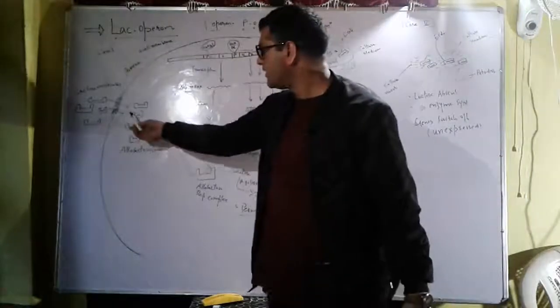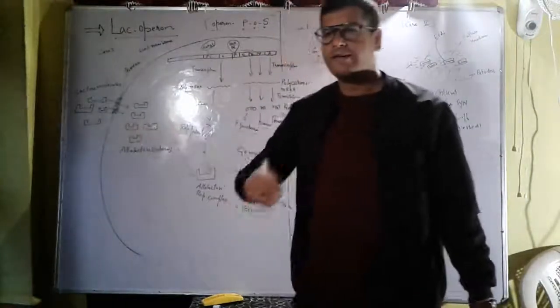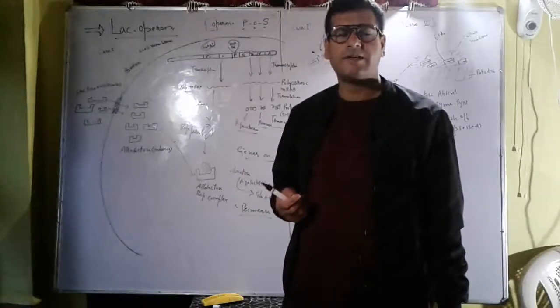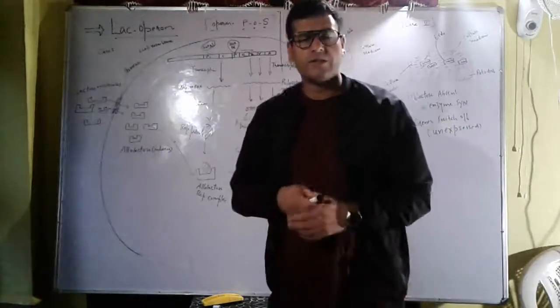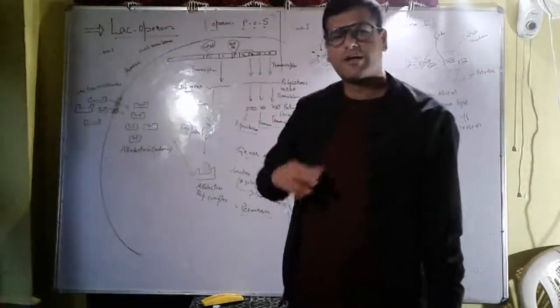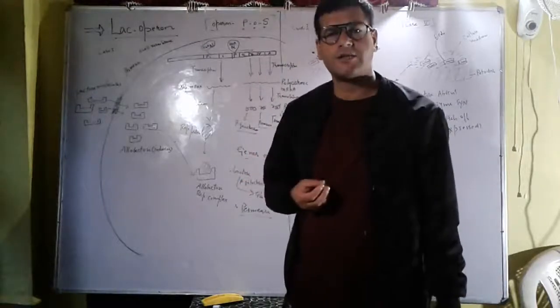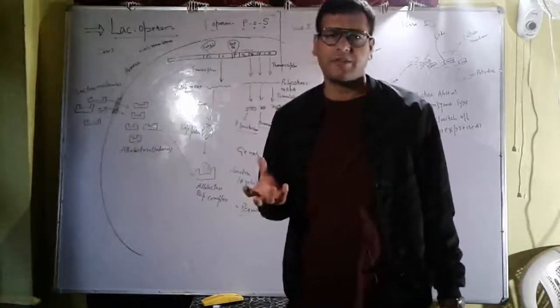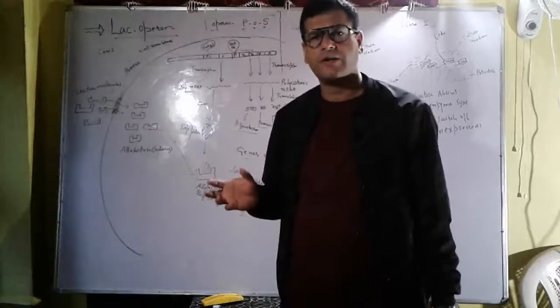This lactose enters into the E. coli, and then this lactose undergoes conformational change. It gets converted into allolactose. This allolactose then binds with the repressor protein, which is synthesized by the regulator gene. And this complex cannot bind to the operator gene. As a result of that, the operator gene is free.